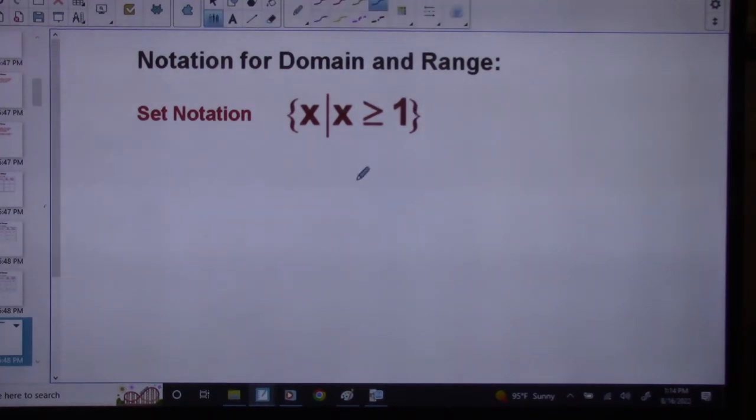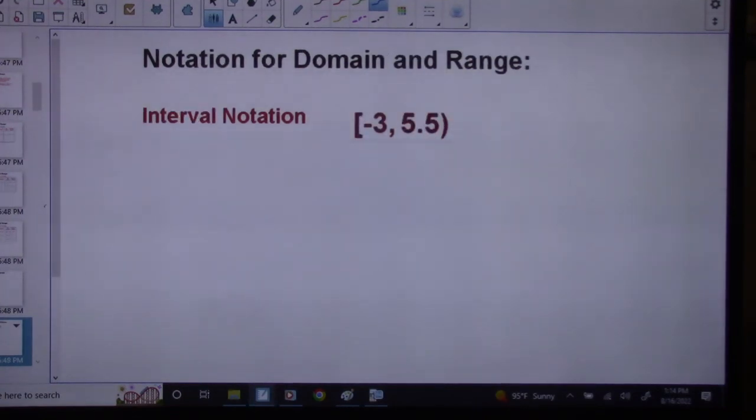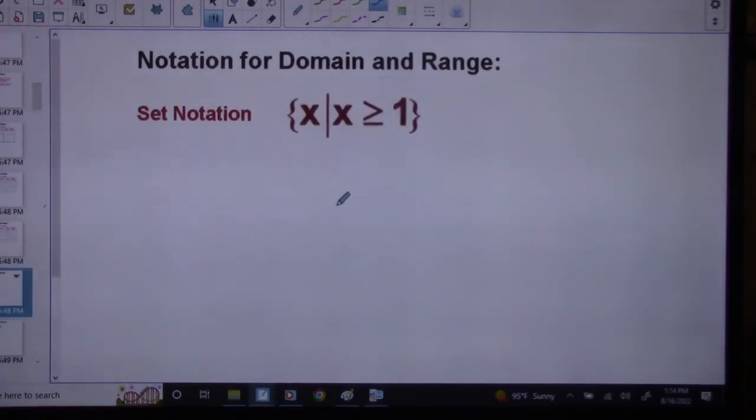And what this thing here is, let me tell you verbally how you say it. This little vertical line segment reads like this: x, such that x is greater than or equal to 1.